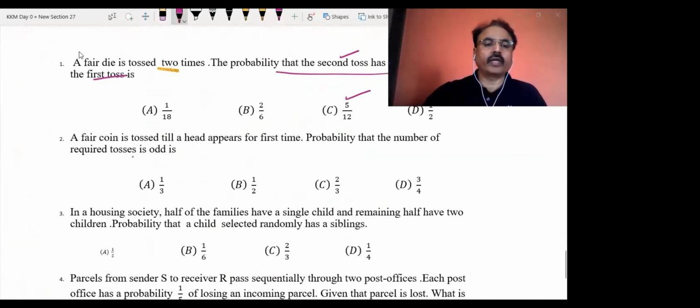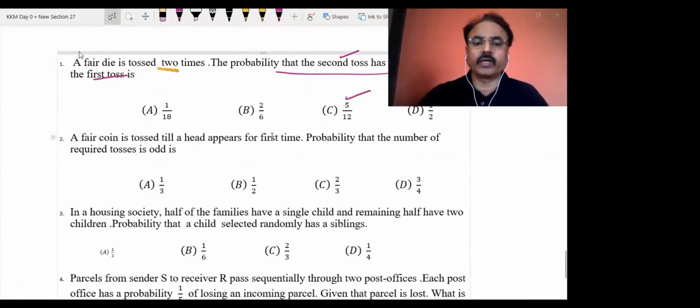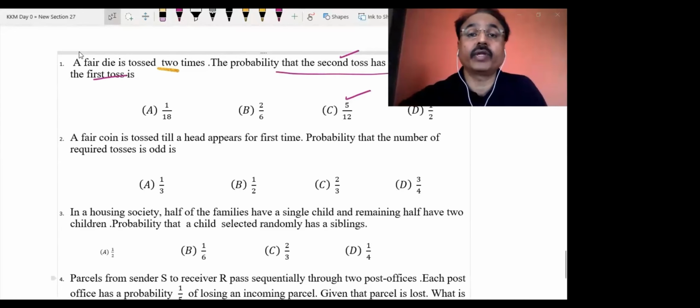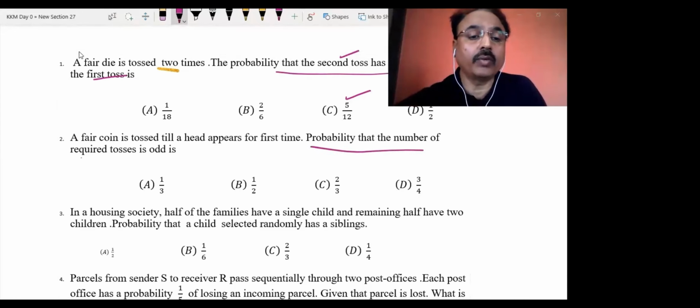Second one: a fair coin is tossed till head appears for the first time. You have to go on tossing a coin. Sometimes head may not appear for a long time, but if it appears, you have to stop. Now, see the question very carefully. What is the probability that you need an odd number of tosses?